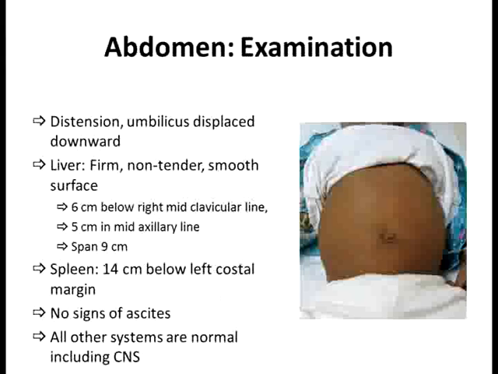Span was 9 cm. Liver was firm, non-tender. Spleen was 14 cm below the left costal margin. There were no signs of ascites and the rest of the systemic examination, including the CNS, was normal.